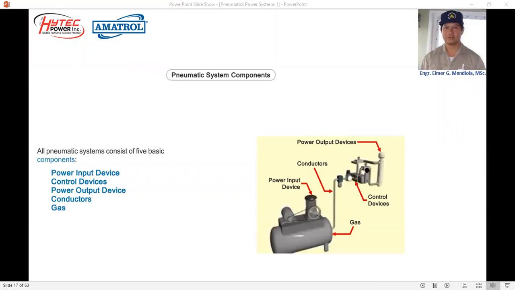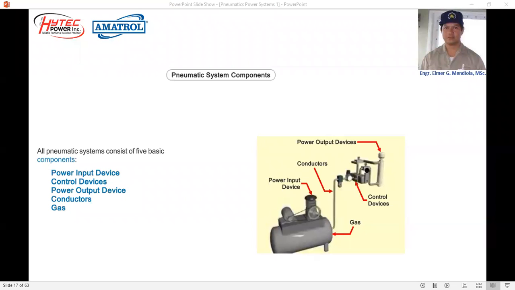There are 5 basic pneumatic system components. First, the power input device, which is a compressor. For the pneumatic circuit trainers, the compressor is usually compact, but for actual installations, such as onboard ships, the compressor is quite large and normally has 3 stages, and the compressed air is stored in large air tanks.